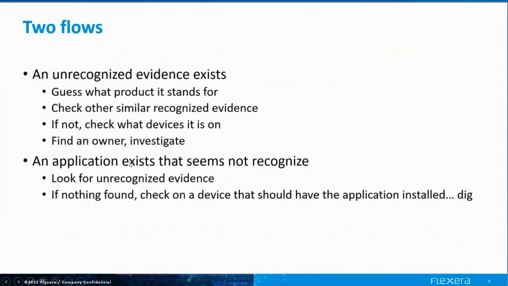I've seen other cases which are a little bit more painful. You have purchased some licenses for an application, and you can first look for unrecognized evidences if there are some matching names, by filtering on the name of the evidence, on the name of the vendor, and so on.